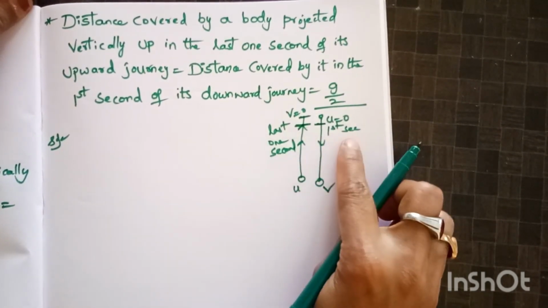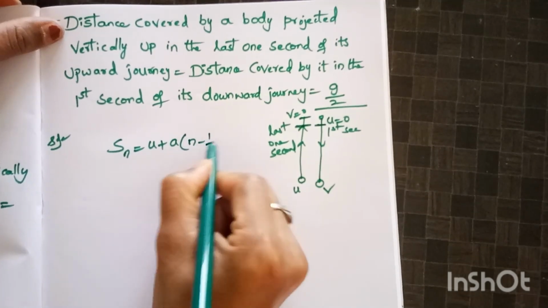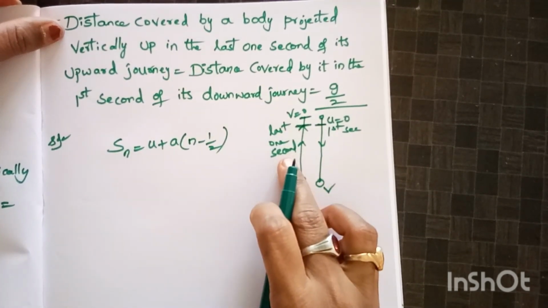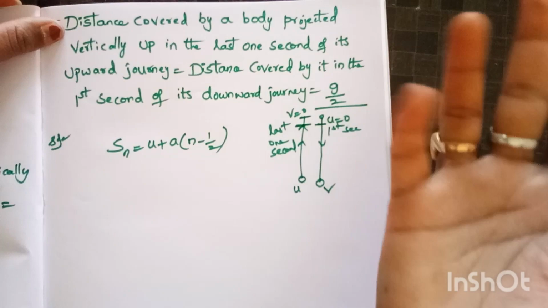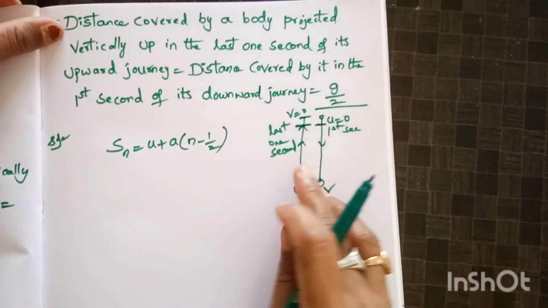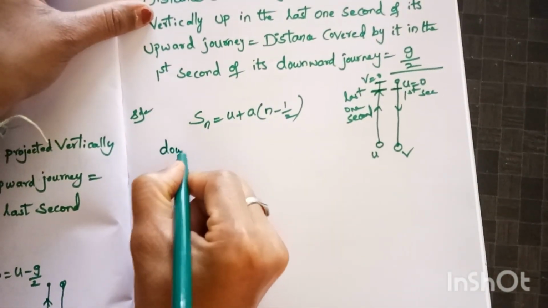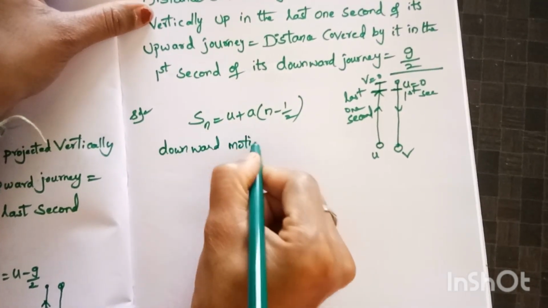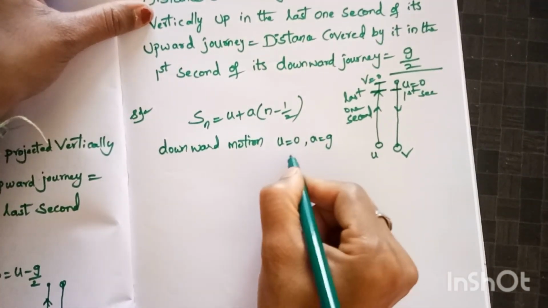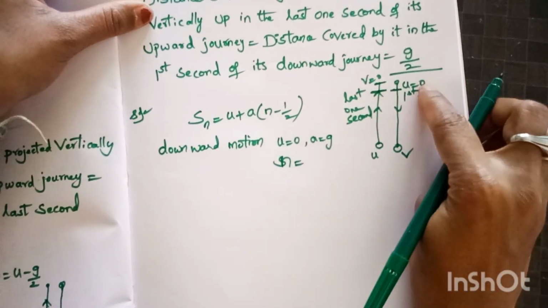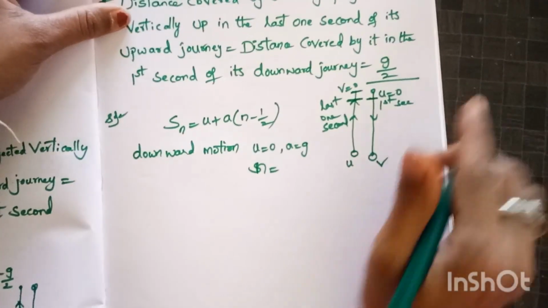For the first second we can take the formula Sn equals u plus a into (n minus 1) by 2. We don't know the last 1 second, how much time it has traveled, we don't know. So we consider the downward motion of the first second. For downward motion, you all know that u equals 0, a equals g. So the last second of its upward journey is equal to the distance traveled in the first second of its downward journey. So n equals 1.